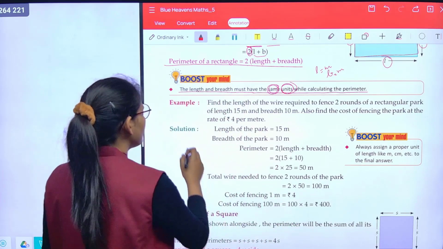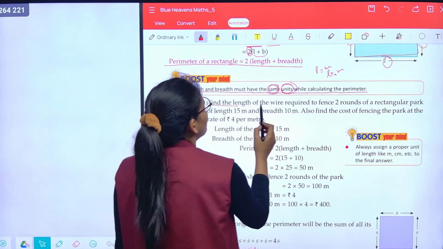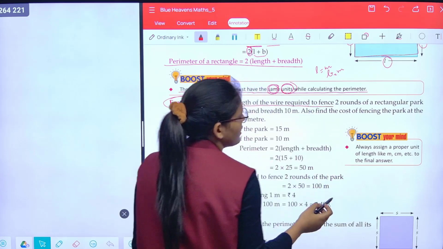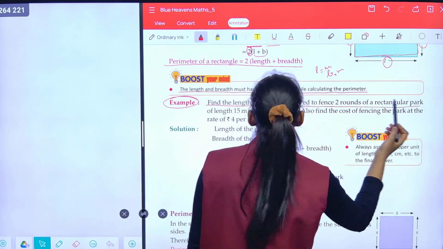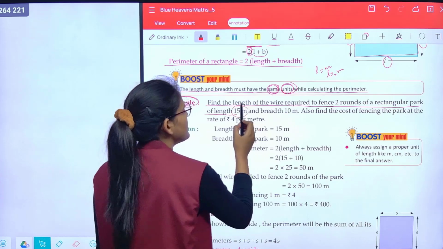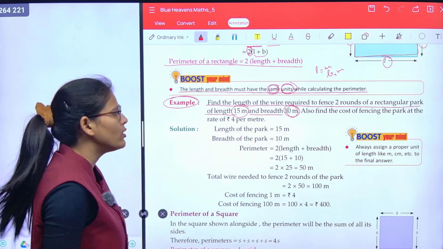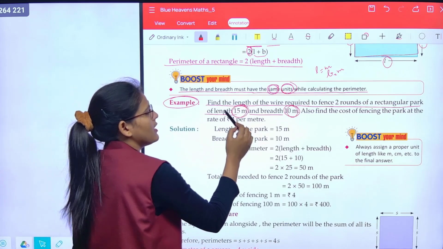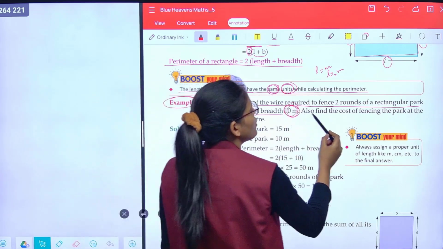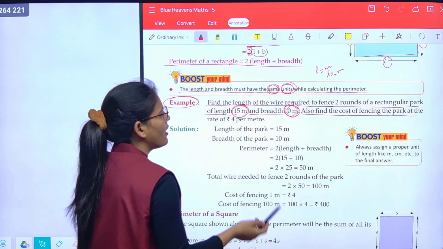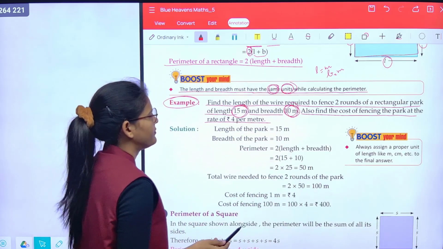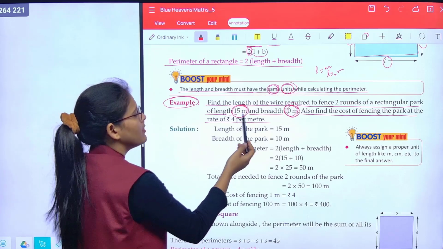Okay, now example. Find the length of the wire required to fence 2 rounds of a rectangular park of length 15 meter and breadth 10 meter. What is the length of the rectangular park here? 15 meter and breadth 10 meter. Also find the cost of fencing the park at the rate of 4 rupees per meter.